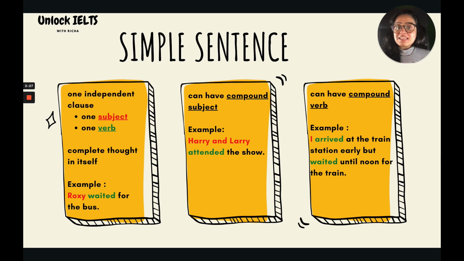Also, a simple sentence can have a compound subject. For example, Harry and Larry attended the show. Here, Harry and Larry represent the compound subject. Attended is our verb. Also, a simple sentence can have a compound verb. For example, I arrived at the train station early but waited until noon for the train. Here, I represents our subject. Arrived and waited represent our compound verb.